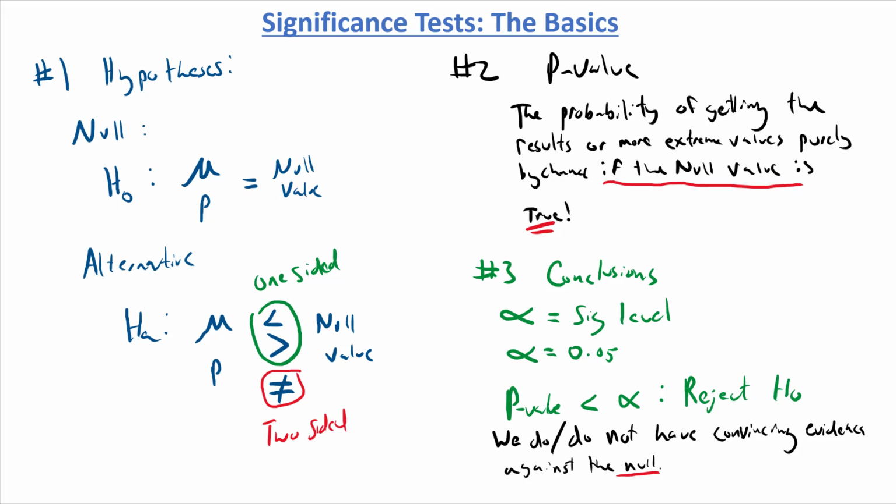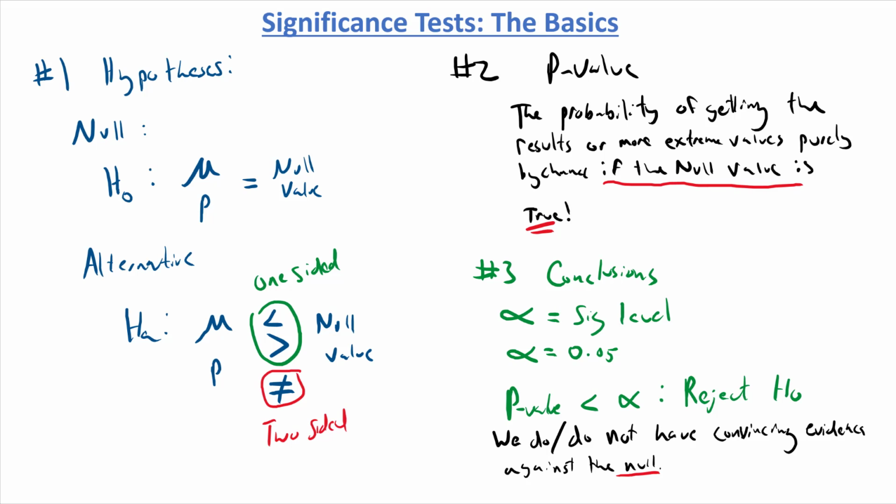Okay, so hopefully now you have a pretty good understanding of the basics of dealing with significance tests, understanding your hypotheses, your null and alternative, and how to notate those. Remember, for alternatives, you can either have a one-sided, which is less than or greater than your null value, or a two-sided, dealing with not equal to, so it can be less than or greater than. Also, interpreting your p-value, understanding that it's telling you the probability of getting the results if the null value is true.